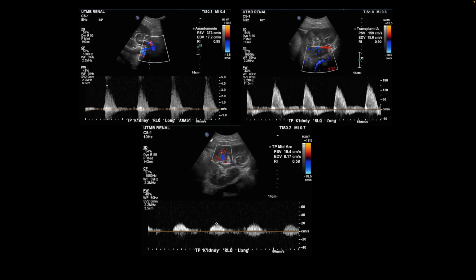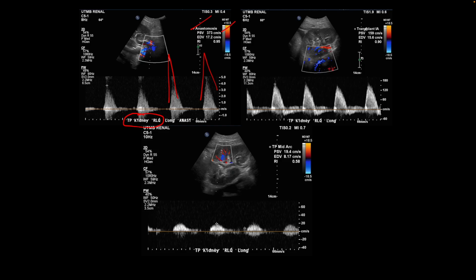This is our next patient. We are evaluating a transplanted kidney in the right hemiquadrant or the right hemipelvis, and we are looking at the peak systolic velocity at the site of the anastomosis. The velocity is very high, and you can see here that these waveforms are very high.